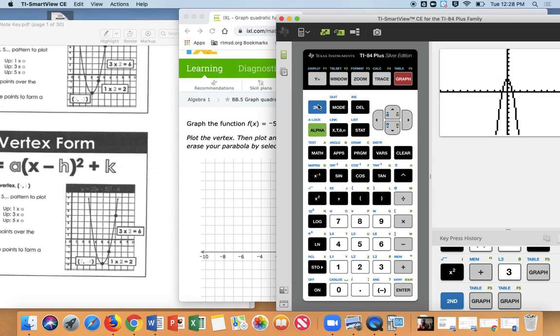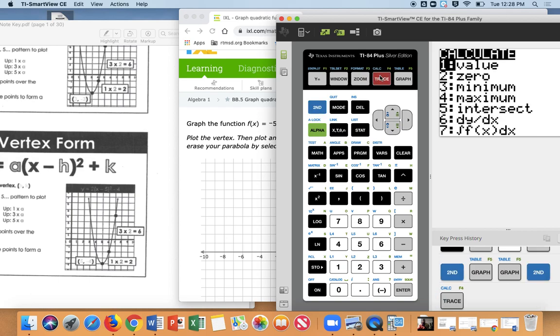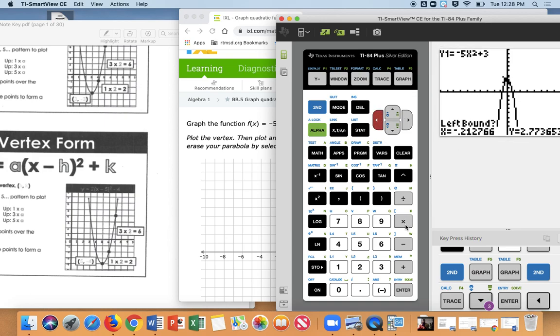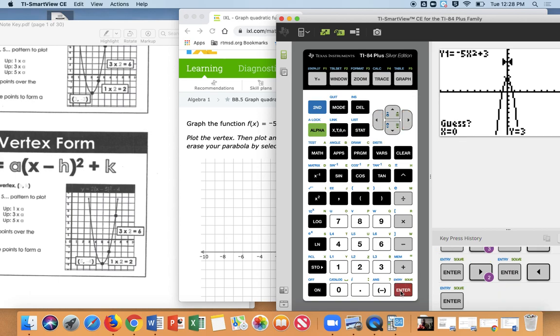Remember, there's a couple different ways you can calculate it. You can do second trace to get to the calc. Then we have a max. So I can go down to number 4, okay? And then I pick a point to the left. I can pick a point to the right. And then I can pick the point in the middle. Notice it gives me the same value, 0, 3.